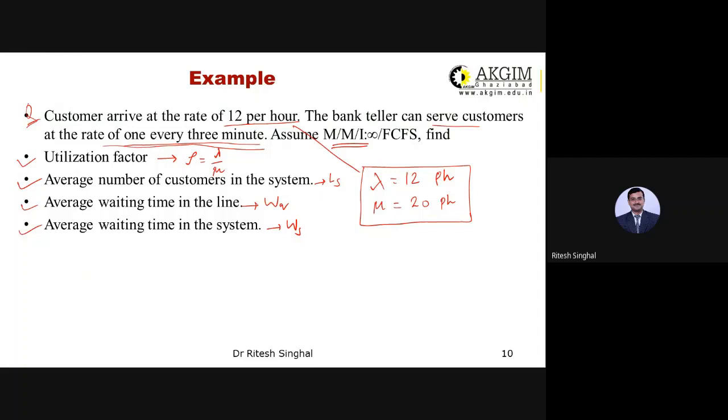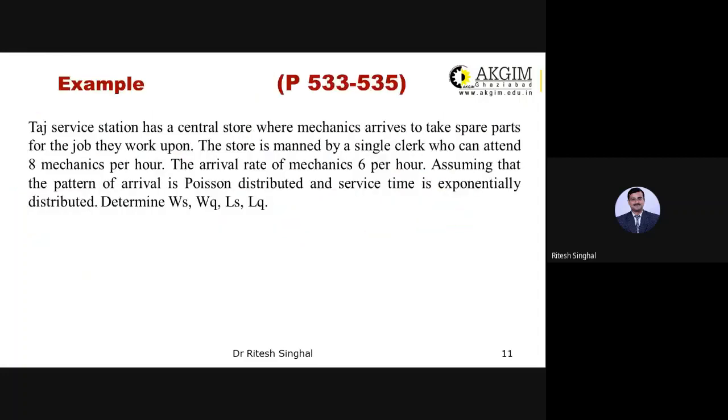Okay, there are a few more examples. You can do this example from your notebook, on page number 533, and solve it. This is up to you. Here again the things are very clear. This is lambda 8 per hour, this is mu 6 per hour, and you can solve these values. This is again a solved example in your book, page number 533, and you can solve it.